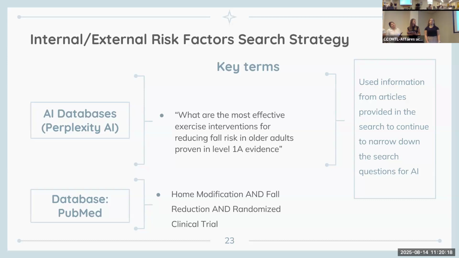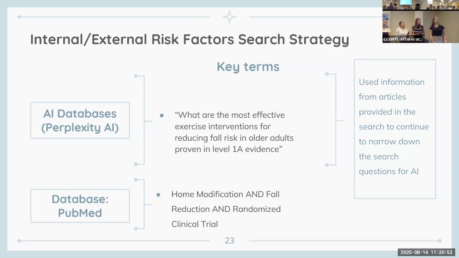So once we got an idea of what we were expecting to find, we entered the search: what are the most effective exercise interventions for reducing fall risk in older adults proven in level 1A evidence. And AI was then able to generate level 1A sources that we weren't necessarily able to find through Ovid Medline or through using key search terms in other databases. So once we got the articles there, we were able to go into the articles themselves and gain more information on these internal modifiable risk factors that we were looking for, and use the information from those articles to further narrow down our search terms for AI to find more specific and more useful articles.